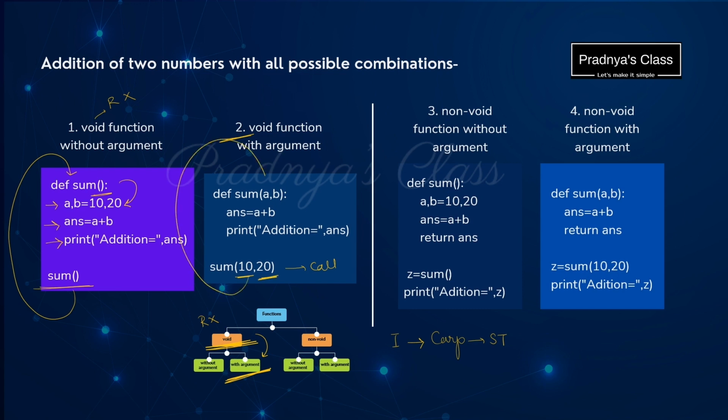So 10 got initialized to A, 20 got initialized to B. In the function we are calculating something. You know this is a void function, meaning it is not returning anything. So we are printing the result here itself.